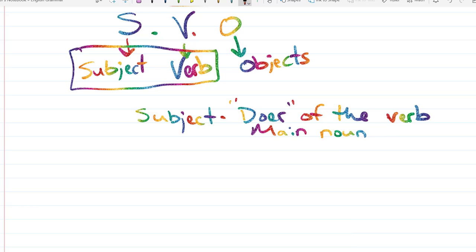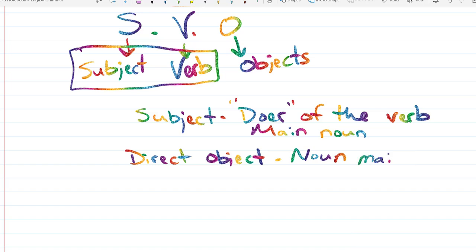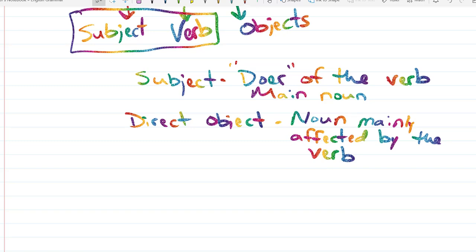We can have the direct object, and the direct object is the noun that is directly affected by the action. Noun, mainly affected by the verb in the sentence. So what's mainly affected by the verb? The thing that is directly impacted might be an idea.